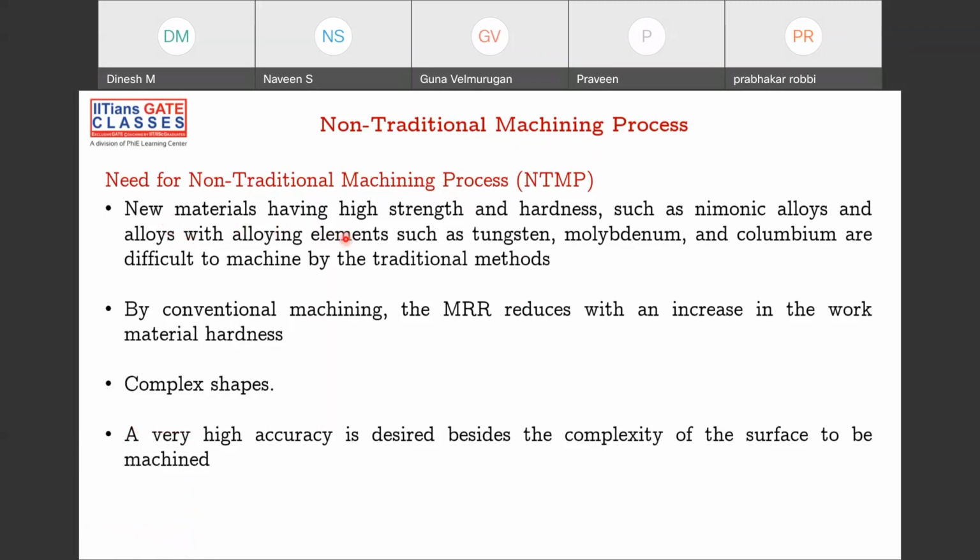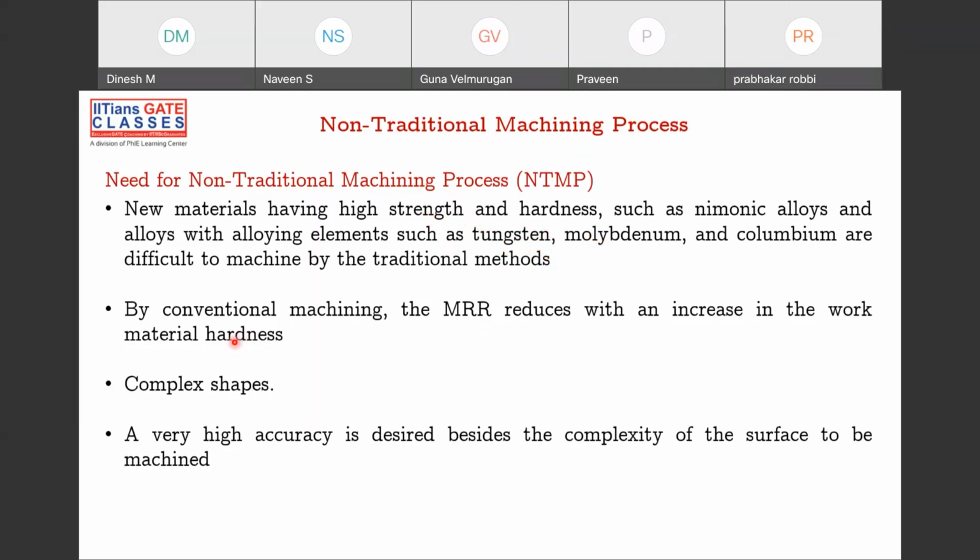New materials having high strength and hardness, such as pneumonic alloys and alloys with alloying elements such as tungsten, molybdenum, aluminum, are difficult to machine by traditional methods. Why? Obviously, if you want to do machining with traditional methods, your tool has to be stronger than these elements. And finding a tool which is stronger and harder than these elements is very difficult for us, and it will also be very costly. That's the reason why we have moved on to the non-traditional machining process.